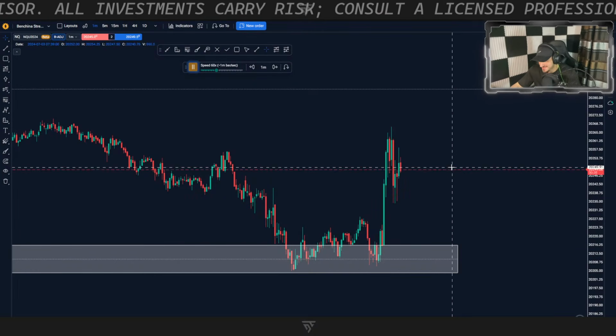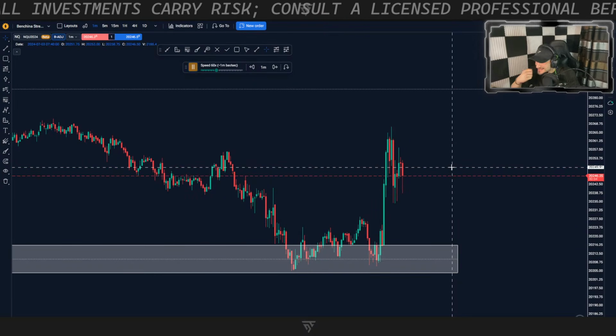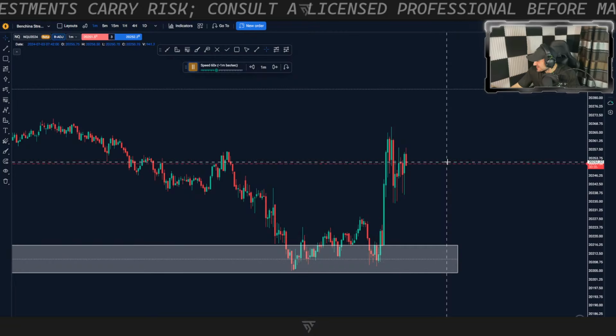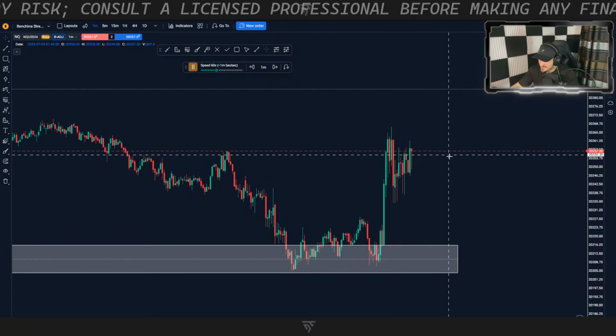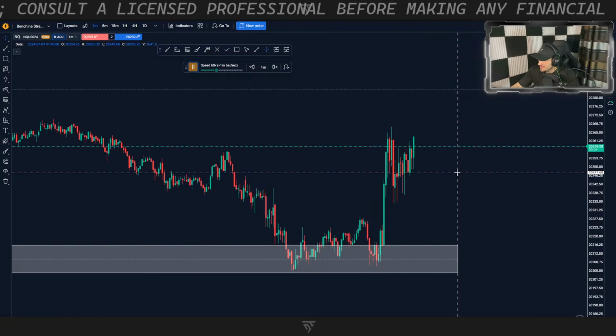2.3 liters has me, bro. 203 ounces. Yep. Oh, that would be crazy though. 710 milliliters.